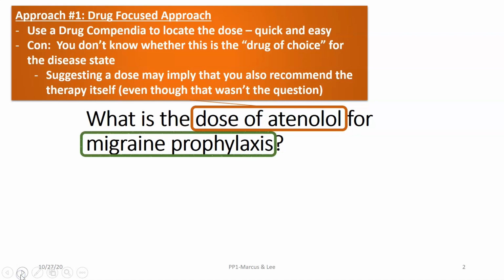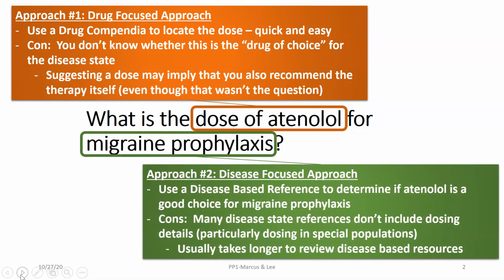So another approach would be to focus on the disease and think about if atenolol is a good choice for migraine prophylaxis. The downside of going just to a disease-based reference is it tends to have less detailed drug information like dosing, and it can take longer to find this type of answer than if we take the drug-based approach.